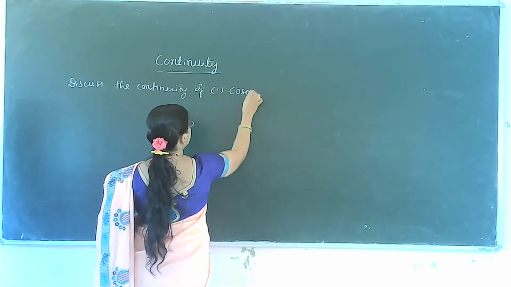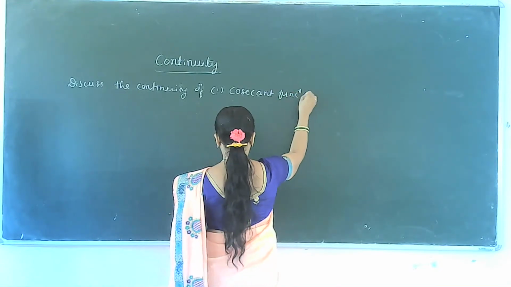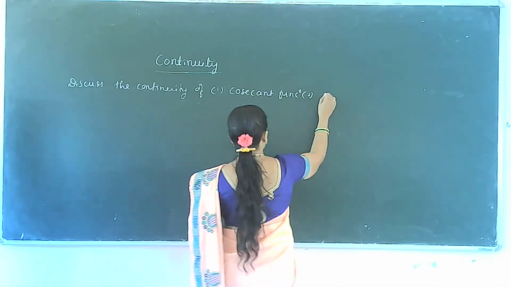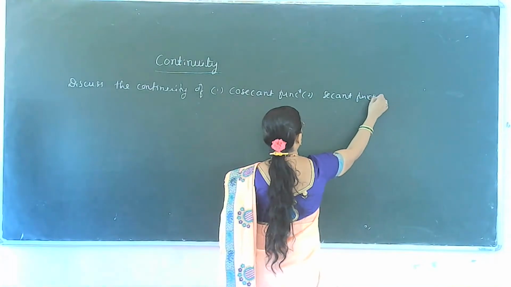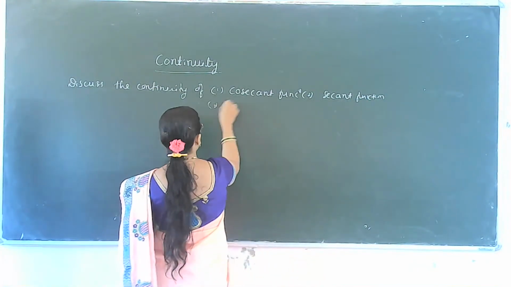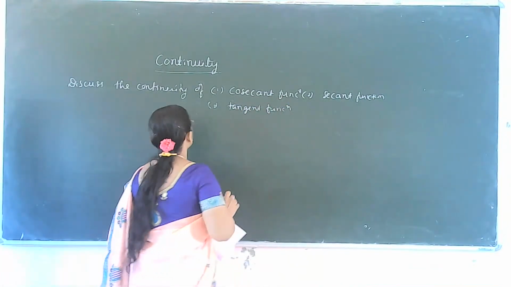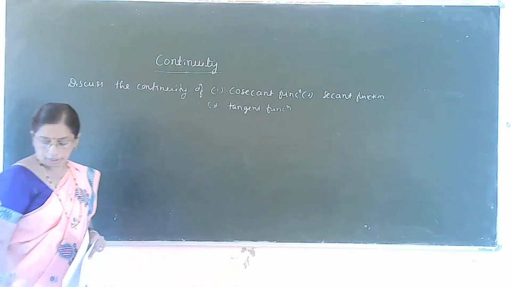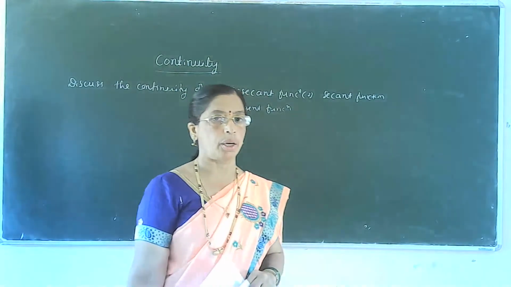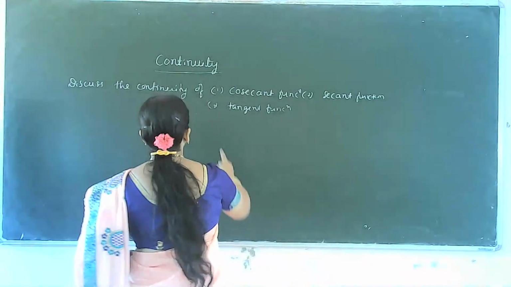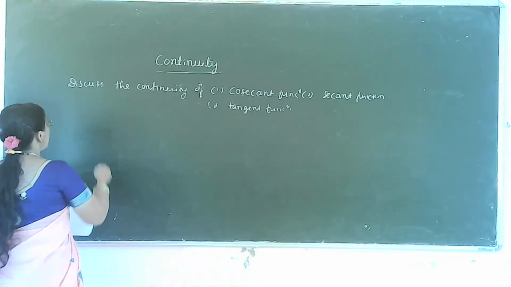We discuss the continuity of the first one, the cosecant function; second, the secant function; and third, the tangent function. Discuss the continuity. We know that sin x and cos x are continuous functions. We check the continuity of the cosecant, secant, tangent and cotangent functions.